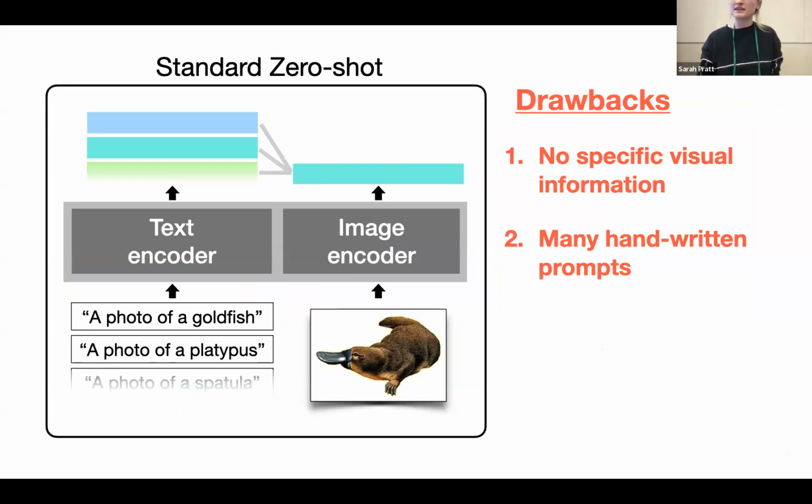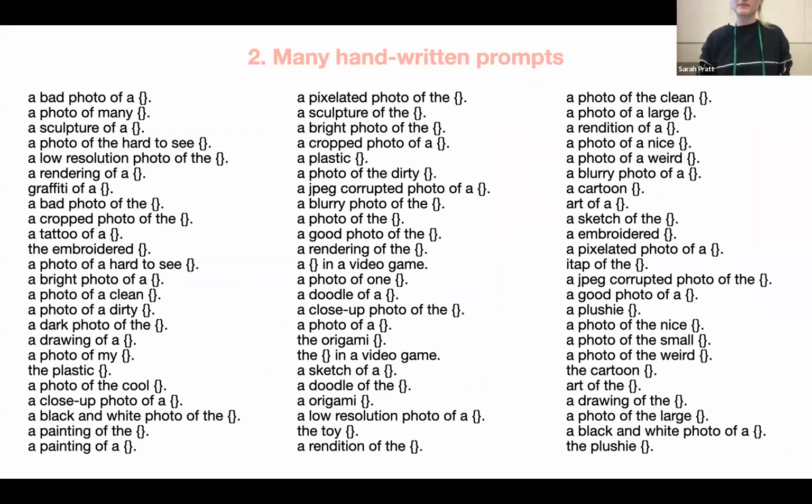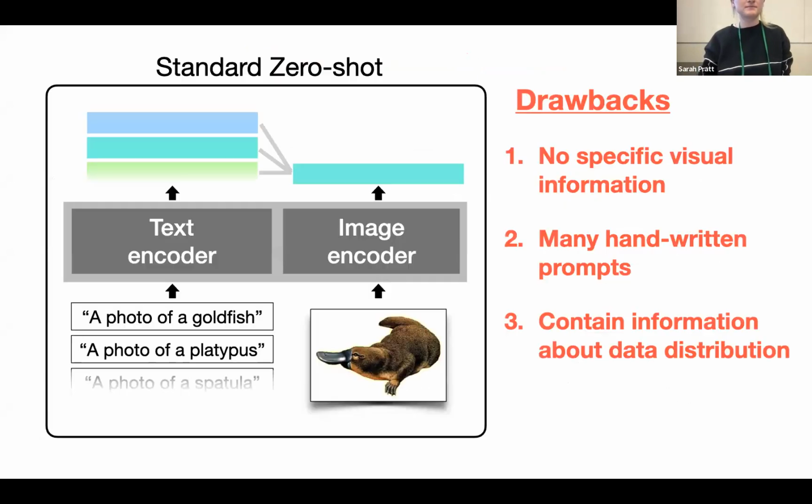So here I'm only showing a single prompt template, which is a photo of a blank. However, in practice, the standard approach is to ensemble many different prompt templates. As an example, here are all the prompt templates used in the original CLIP paper for ImageNet. And handwriting all these templates for a single data set is a time-consuming process. So a bad photo of a blank, a photo of many blank, and you'd insert that with the category name and ensemble embeddings of all of these different templates.